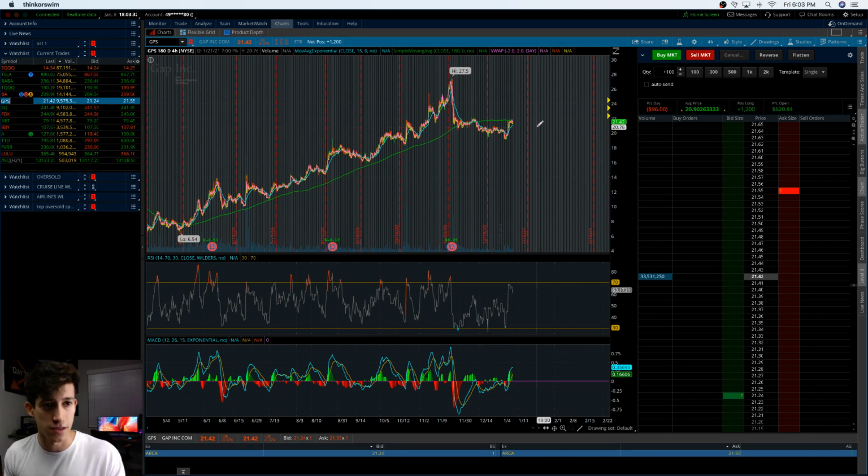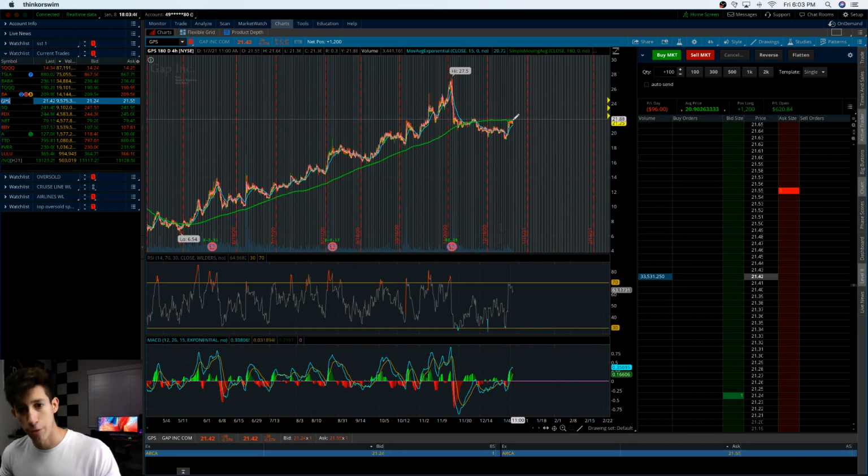I never jumped into this one just because a lot of my focus has been on stocks like Tesla and on stocks like BABA, where I saw most movement being done, and I simply paid less attention to GPS. With that being said, we are approaching this SMA line, which used to act as a support level that can now act as a resistance level.